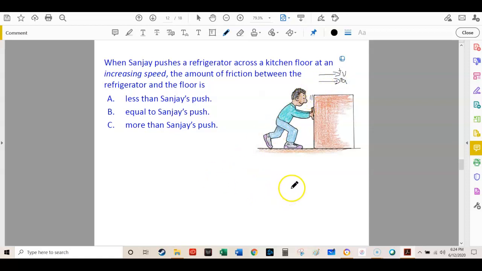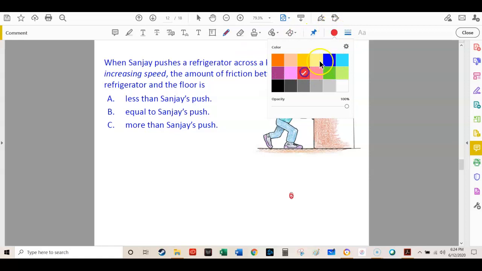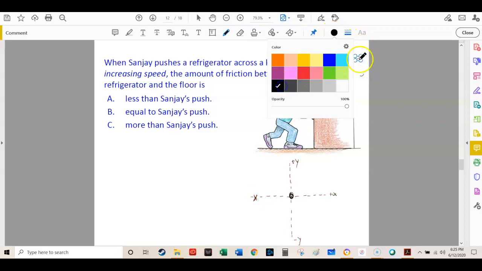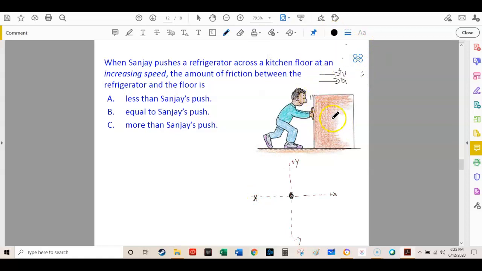Now to do this problem, I'm going to draw my dot, and then I'm going to draw my coordinate system. Okay, and again, you've got up and down and left and right. I want to make sure the x-axis is parallel to the surface. And then I want to label my coordinate system. All right. So once I've got that labeled, I'm going to do a force diagram on the crate, not on Sanjay, but on the crate.